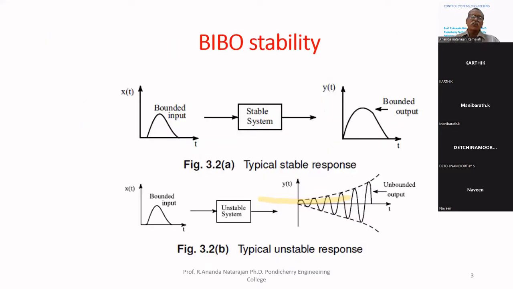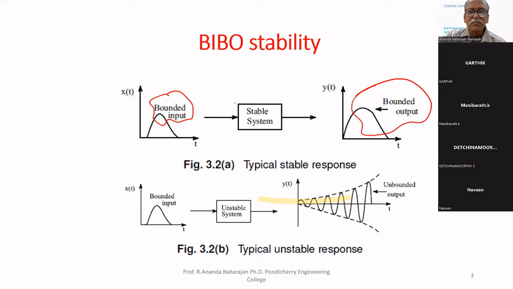Then what is the definition of stability? If we give a bounded input, we know what a bounded input signal looks like, and the output also is bounded, then the system is said to be BIBO stable. BIBO means bounded input, bounded output stability.